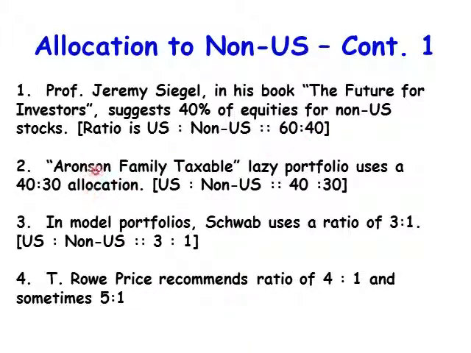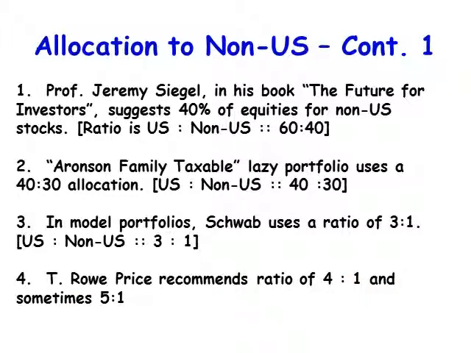We studied the lazy portfolio of Aronson family taxable. The lazy portfolio uses allocation of 40 to 30. US is 40% and non-US is 30%. It's a 40 to 30 ratio. In the model portfolio, Schwab's model portfolio uses a ratio of 3 to 1, and that's US to non-US of 3 to 1. And T. Rowe Price recommends a ratio of 4 to 1, and sometimes 5 to 1.